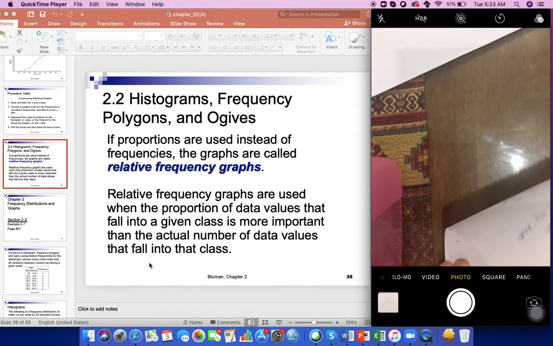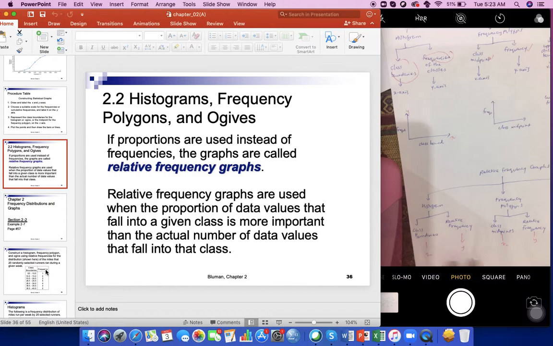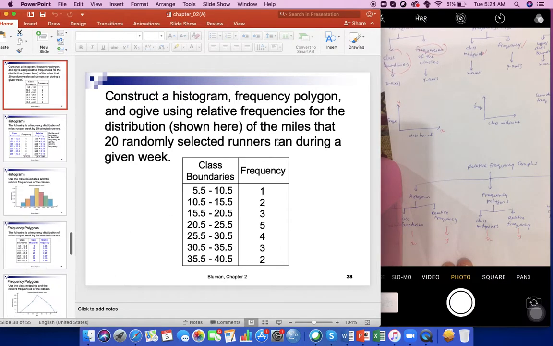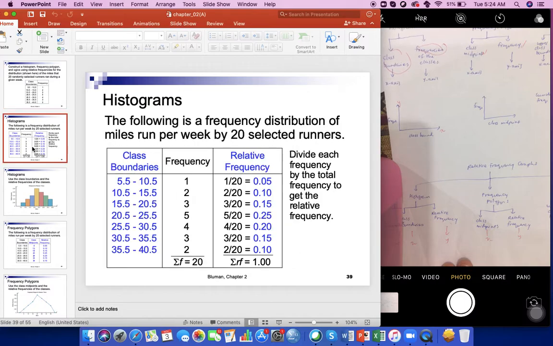Okay, let's take a look at one example. Construct a histogram, frequency polygon, and OGIVE using relative frequency for the distribution of the miles that 20 randomly selected runners ran during a given week. We have the class boundaries here and the frequency here. So how do we find the relative frequency? You must total up all the frequencies first. The total of the frequency is 20.